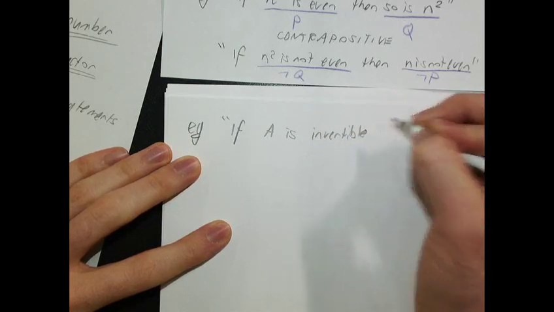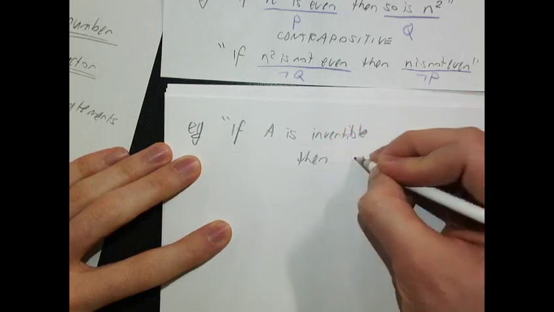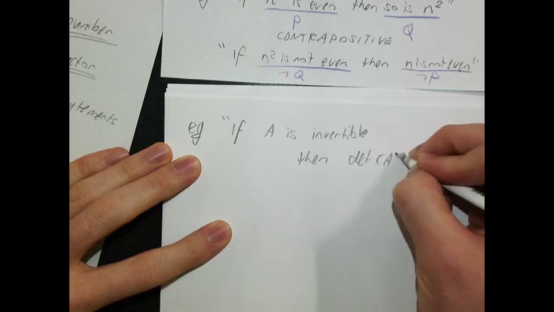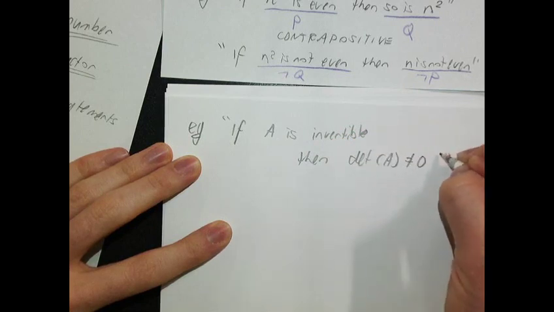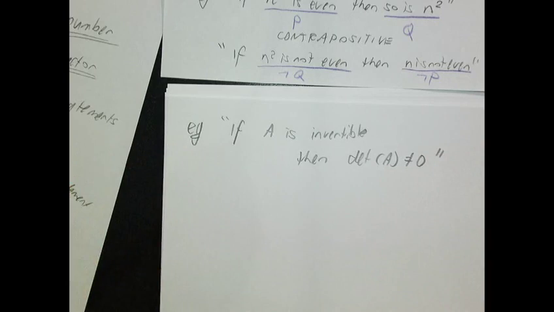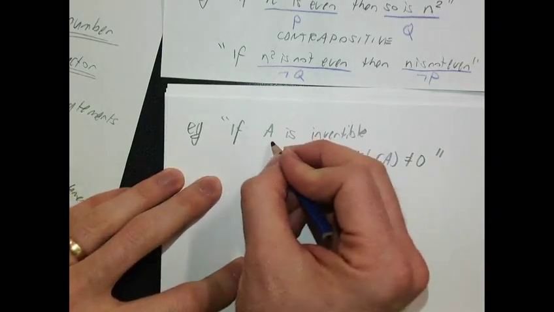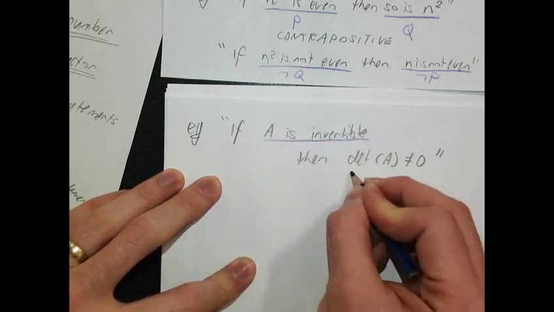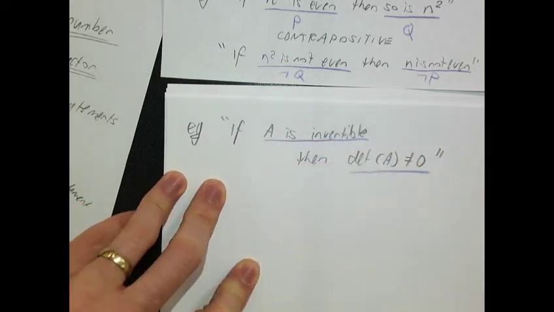If A is invertible, then det A is not 0. Okay, that's another math statement that one could make. It's about matrices. If you've never seen matrices, that's okay, because we can just use the English grammar. So this would be my P and this would be my Q. But note that the Q has already got a not in it. So when I do the not version of it, it will take the not away.